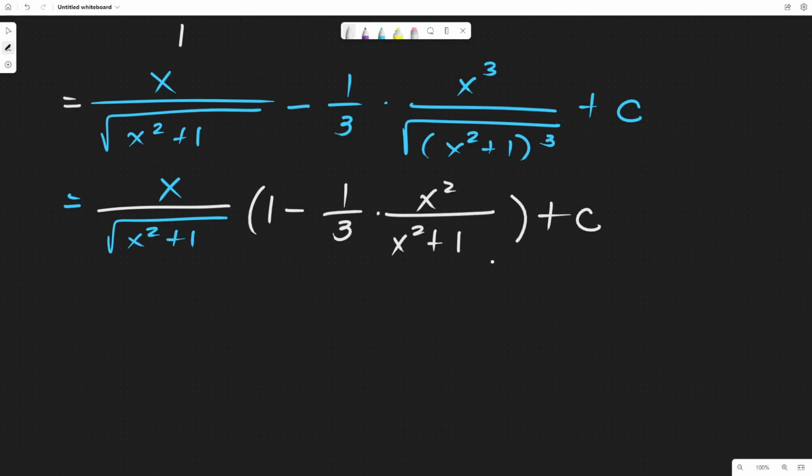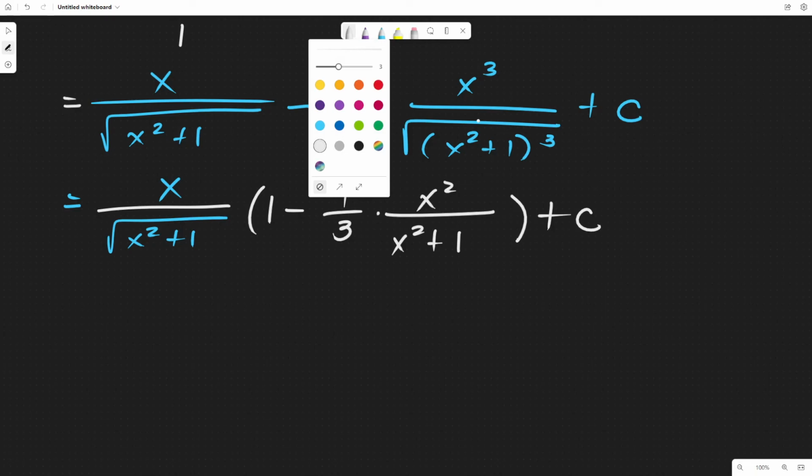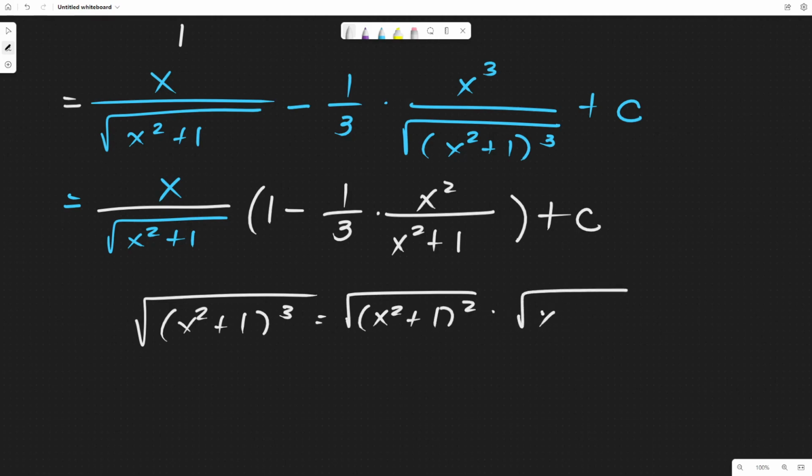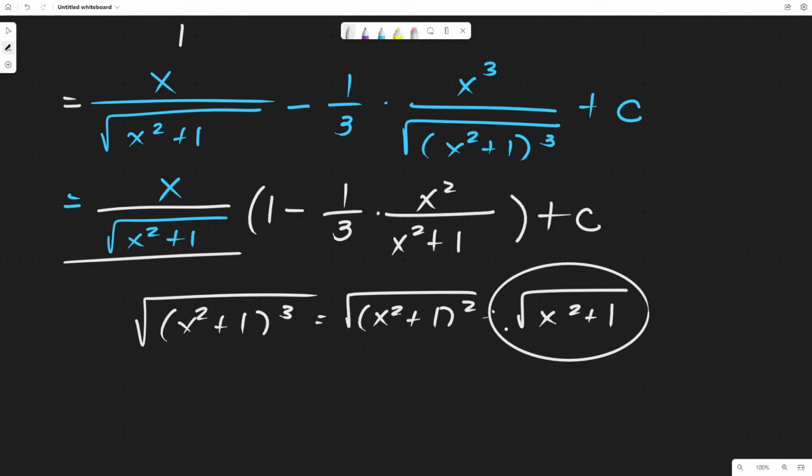Bakit naging ito na lang yung denominator? Remember, yung ating x squared plus 1 cube, this is equivalent to square root ng x squared plus 1 squared times square root ng x squared plus 1. Ito yung finactor out natin kanina. So, ano naiwan? Ito na lang. Yung square root ng x squared plus 1 quantity squared. And kapag may ganito tayo, square root ng squared, makakancel yung ating square root. Kaya ito na lang yung naiwan.